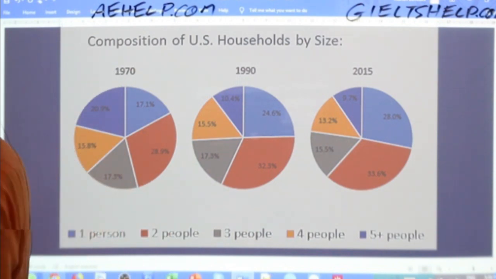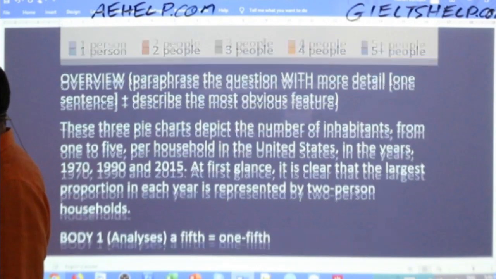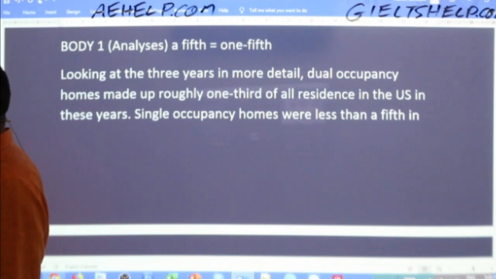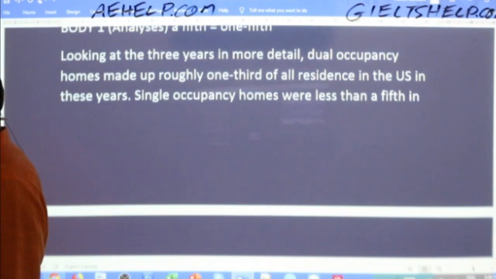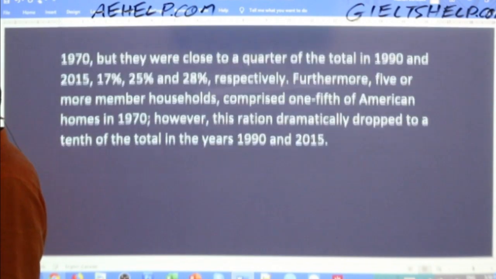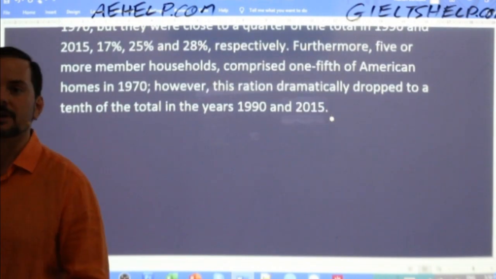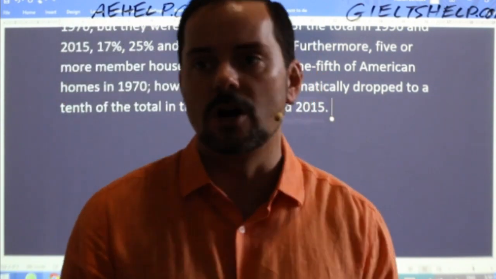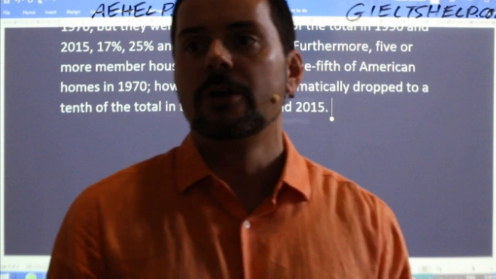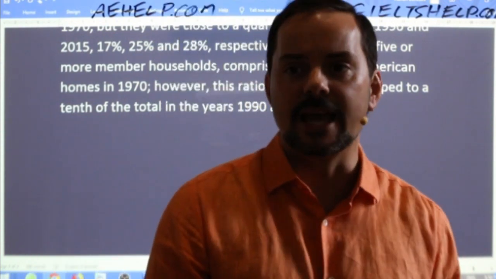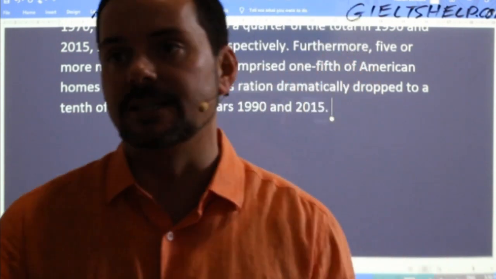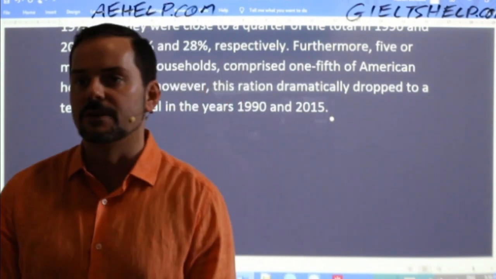So here for task 1, we're using the objective third person voice, which means no I, no you, pronouns, nothing like that. Okay. All right, so I'm going to write point 3 and point 4. Young already has a good sentence. Young says, in contrast, 3 people and 4 people household remained relatively the same, roughly a fifth for both, for all of 1970, 1990, and 2015.